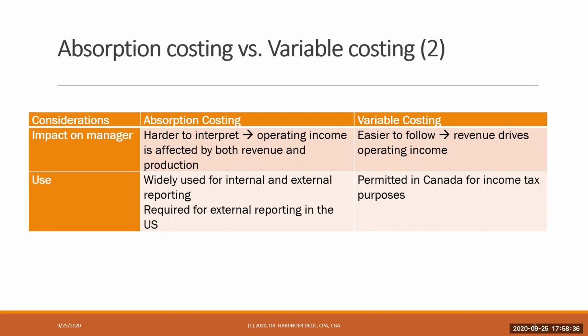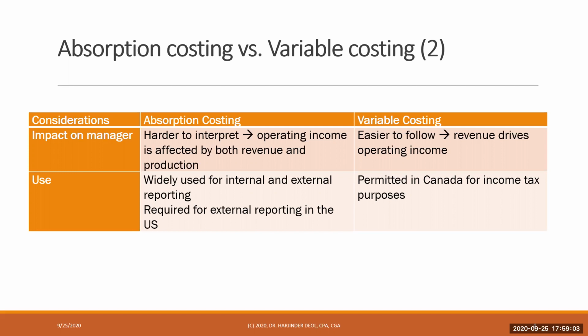Under variable costing, it's a lot easier to follow. There is a direct linkage between revenue, sales, and the operating income. Fixed costs get expensed every period, so it imposes greater discipline on the managers as well. It acts as a discouragement for managers to produce more than they can sell.